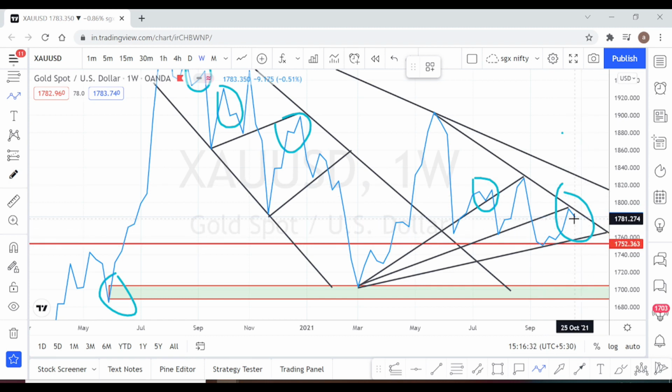We can expect the market to retest the resistance over here, the downtrend to start again and test this support line over here. If this support line doesn't hold, we can expect it to test this support line over here.